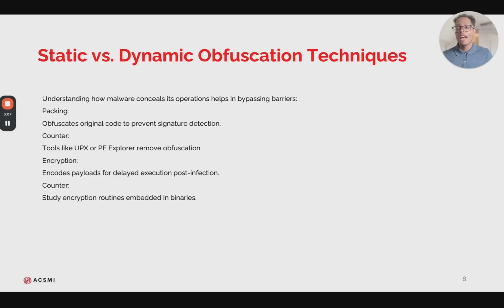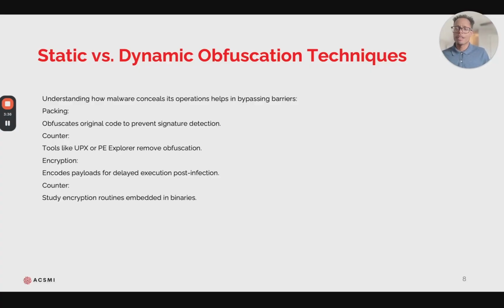But on the form of obfuscation, well, this is how malware conceals itself. It's packing, right? So packing obfuscates the actual original code to prevent it from being detected, right? That actual signature that we talked about, you won't be able to detect it. It's been obfuscated. And then the counter to that is when you use tools like UPX or PE Explorer to remove the obfuscation. Now we can see that signature.